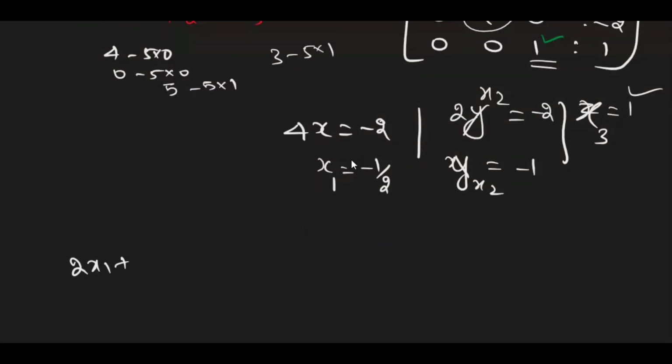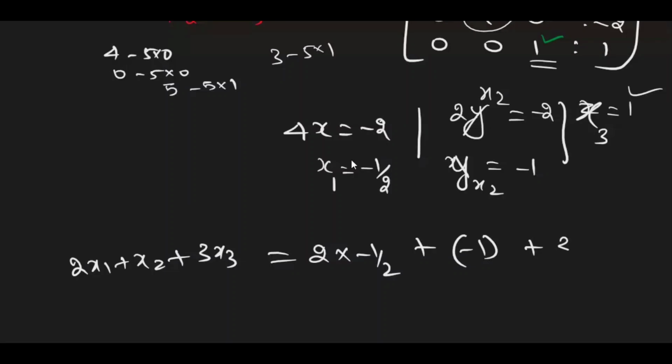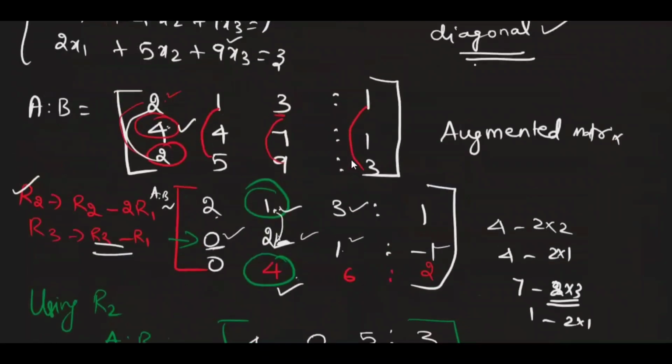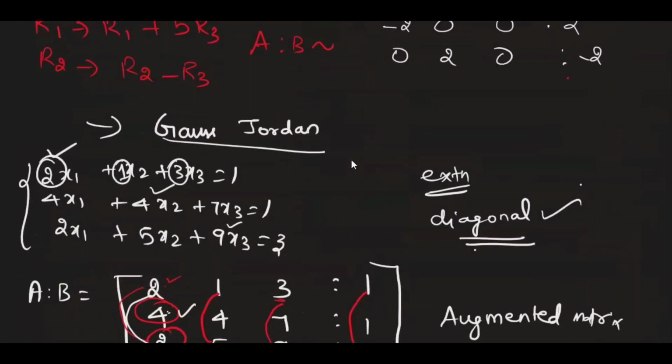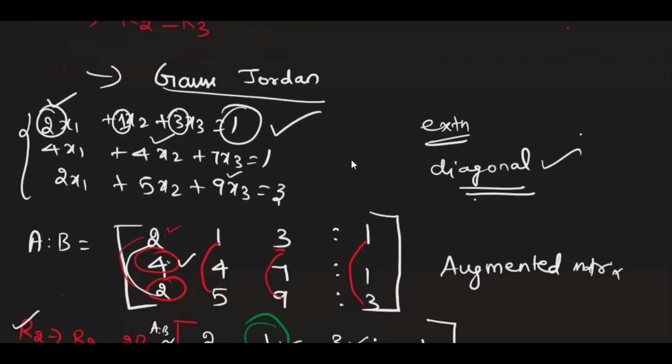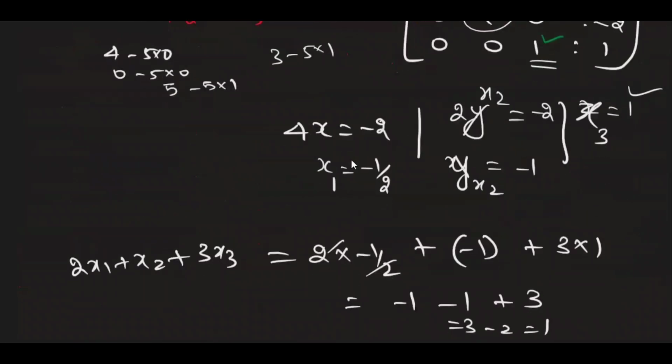So we will check in one of the equations, the first equation itself. I'll check 2 into minus 1 by 2, whether our answer is right or wrong. If we simplify, we are getting minus 1 plus 1 plus 3. So 3 minus 2, which is 1. What is your first equation's right hand side? 1. Correct? So we got it. So hence our solution is correct.